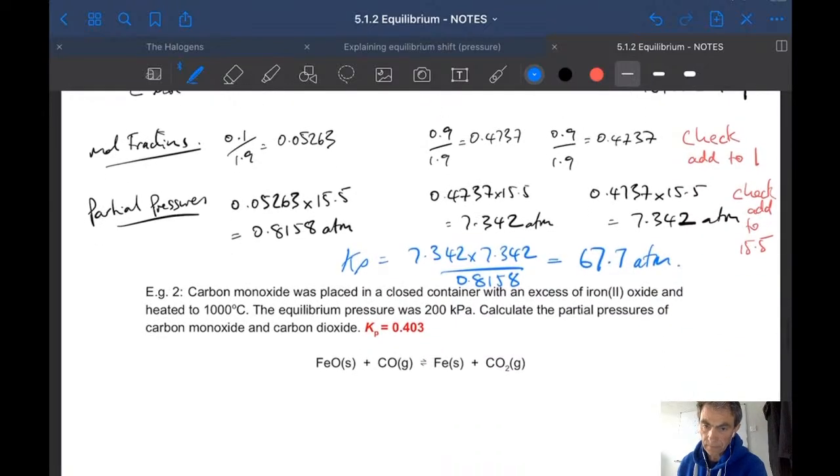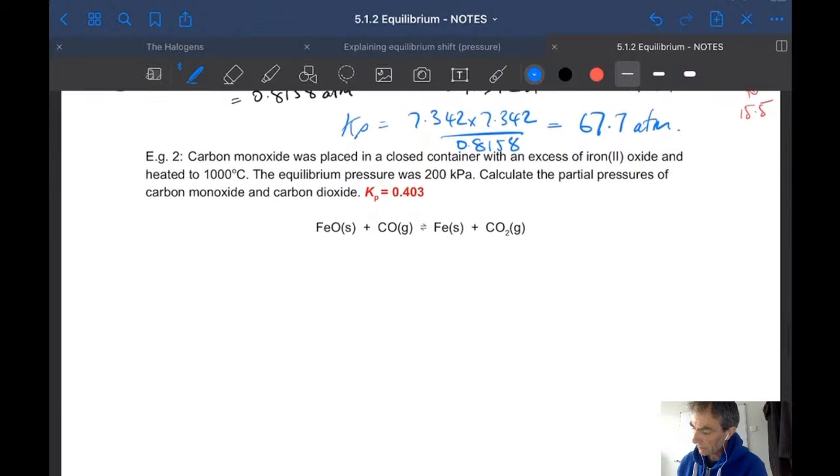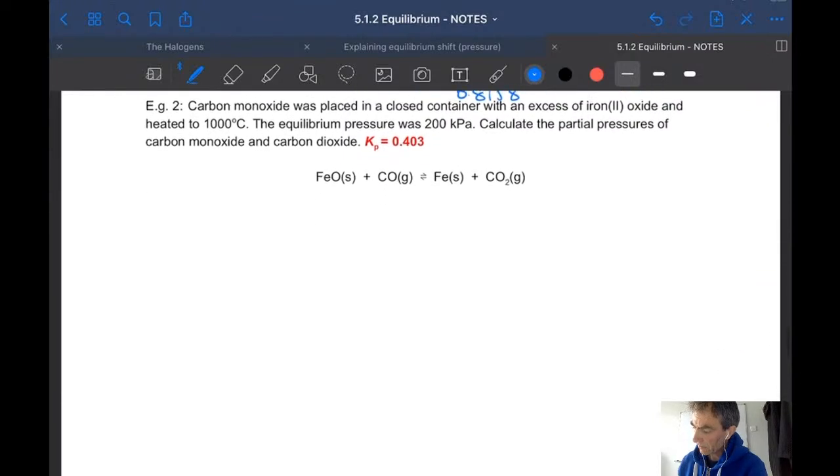Okay. Right, next one. Quite a tricky one, this one.